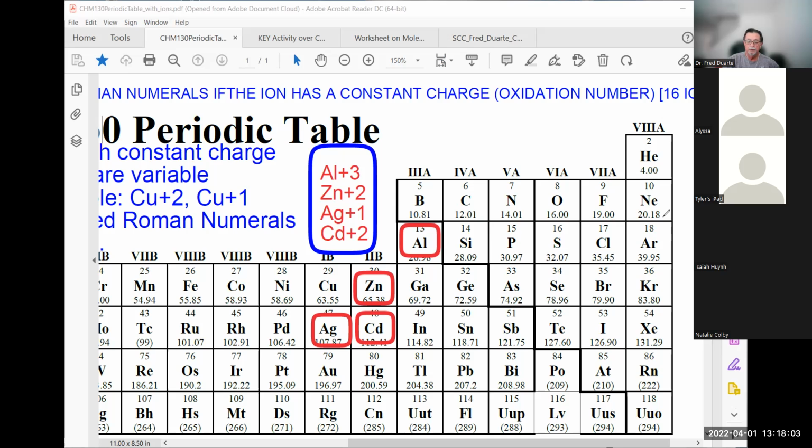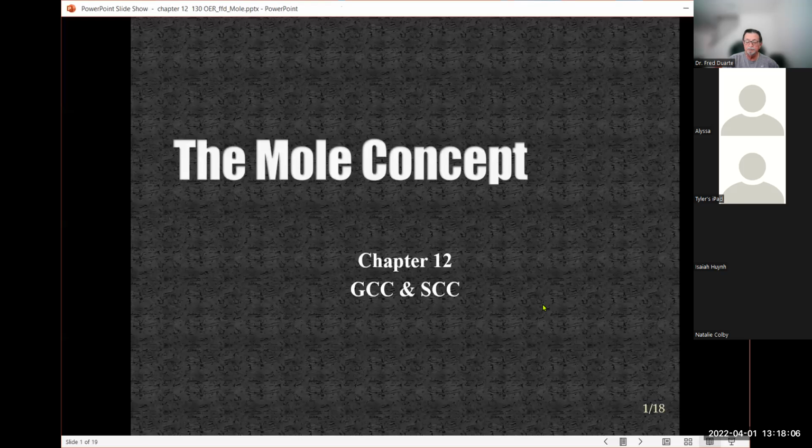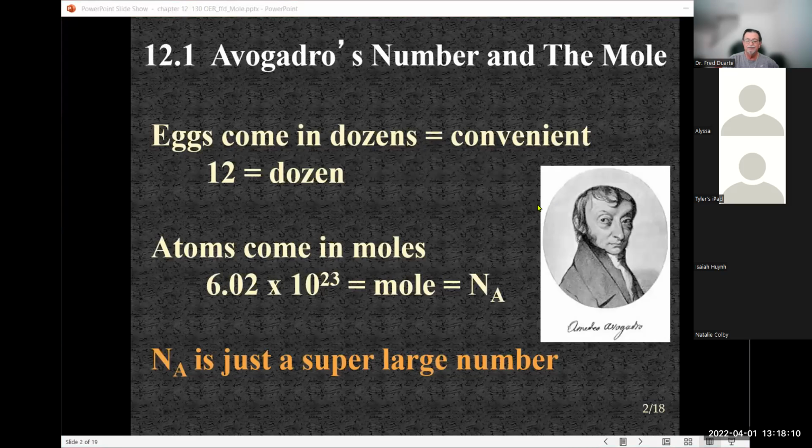All right. So this concept, pretty old concept. Let me show you this character here. Mr. Scientist Avogadro, there's a picture of him, interesting looking character. Okay, we have what's called Avogadro's number.